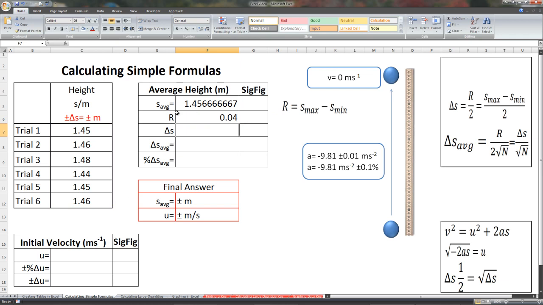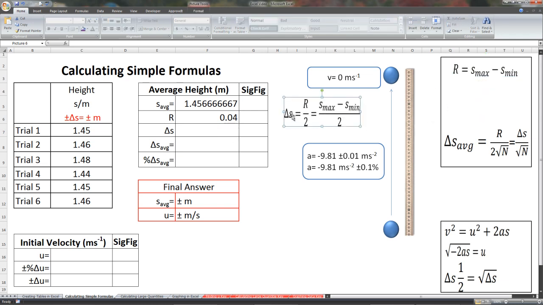Now, it tells me that my range, or the distance between my minimum value and my maximum value, is 0.04 meters or 4 centimeters. Once I figure out my range, then I can figure out my uncertainty. Now, this uncertainty is the uncertainty for each individual trial. Even though I measured to centimeters in each trial, that is not my uncertainty, in that it varies so much.